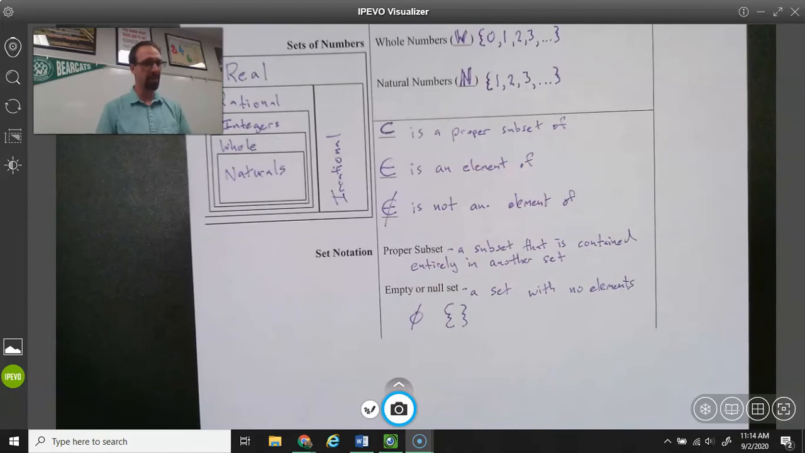Example of a set with no elements, the number of students that I had in my classroom physically in, let's say July, and I'm not teaching summer school. So that's an empty set. There are no students in that classroom.